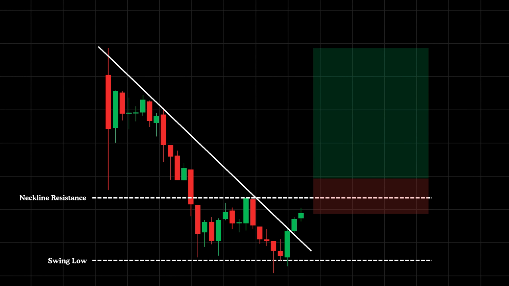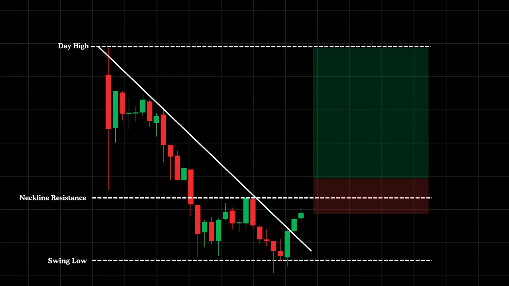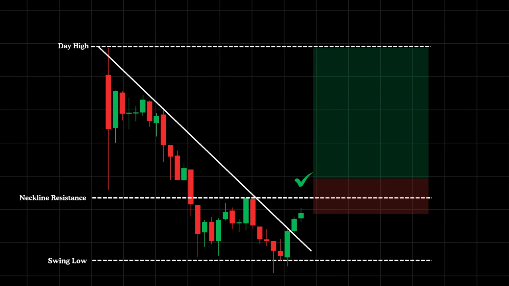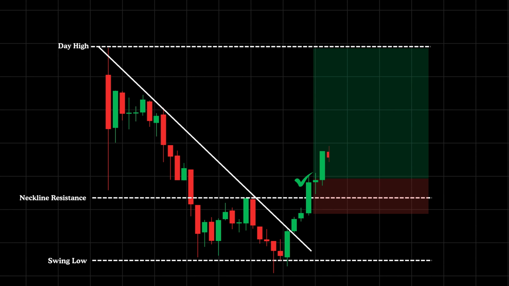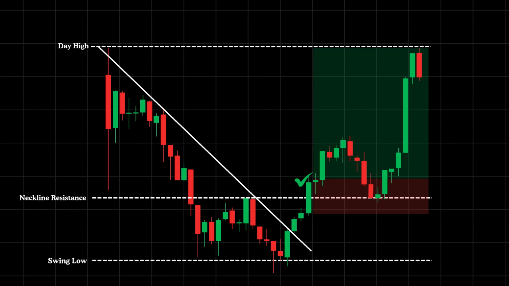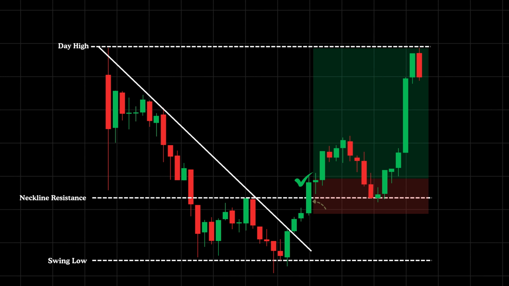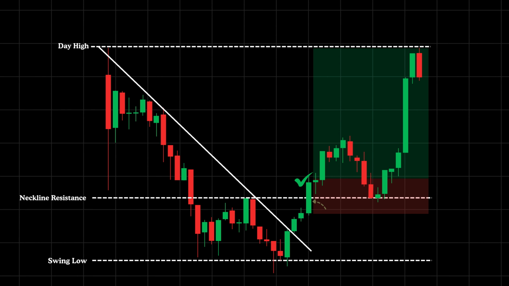The minimum target would be near the day's high. Our reward here is much larger than our risk, making this an ideal setup for a long trade. Soon after, the price continues moving in our trade direction and hits our target. We can take this trade at two opportunities. First, when the price breaks the trend line, we can enter an aggressive trade.